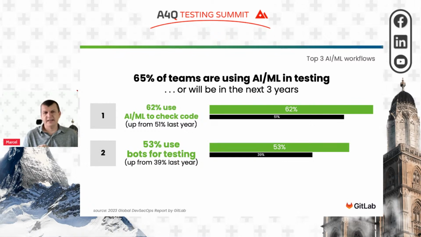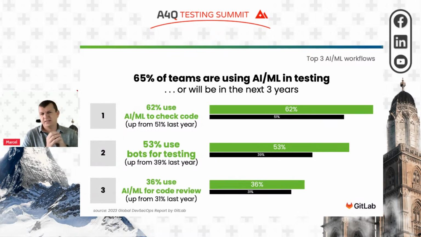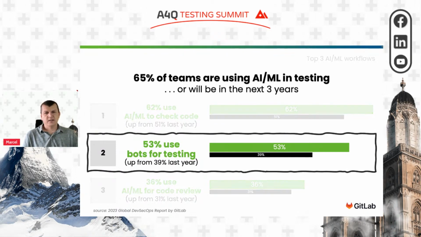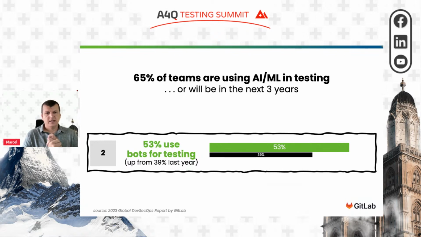Second is that people expect that they will use bots for testing, which is the topic of my talk. And third one is that they will use AI machine learning for code review, as I already mentioned. So for the purpose of this talk, I'm focusing on the bots. This is something people believe is useful and will focus on, and will build their own or find some bots out there. But how to build such a bot?